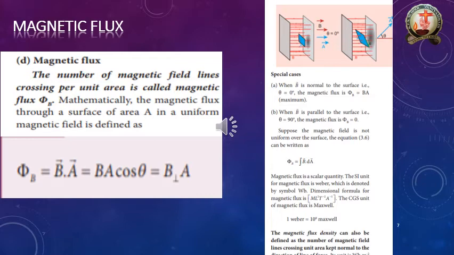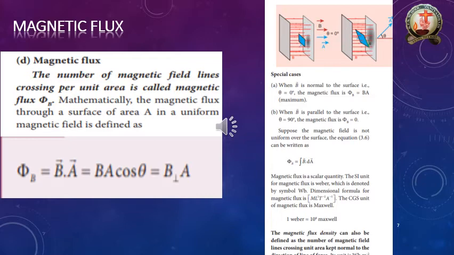So this is the special condition. The first condition is when B bar is normal to the surface. B bar normal means perpendicular. When B bar is parallel to the surface, that time theta is 90 and the magnetic flux is 0. These are the two special cases.